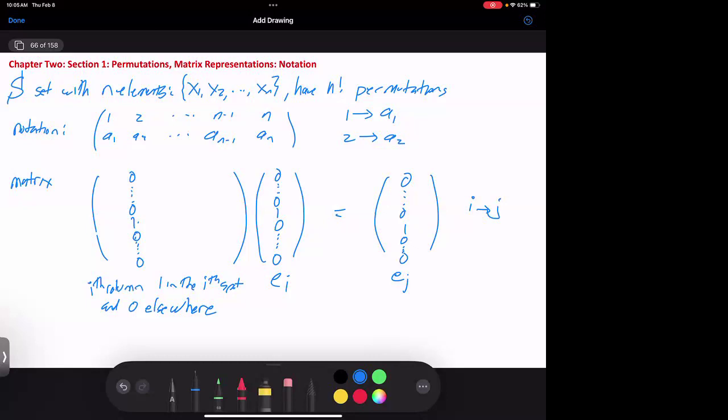So the ith column, we have to have a 1 in the jth spot, and a 0 everywhere else. And then we can keep doing this for each one of these. So we can start to deduce some structure about these matrices. So what can you tell me about the structure of permutation matrices?